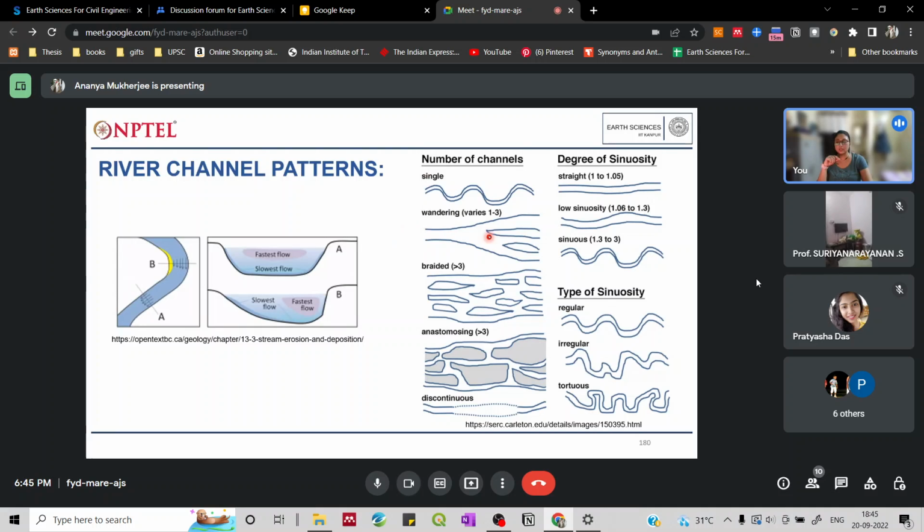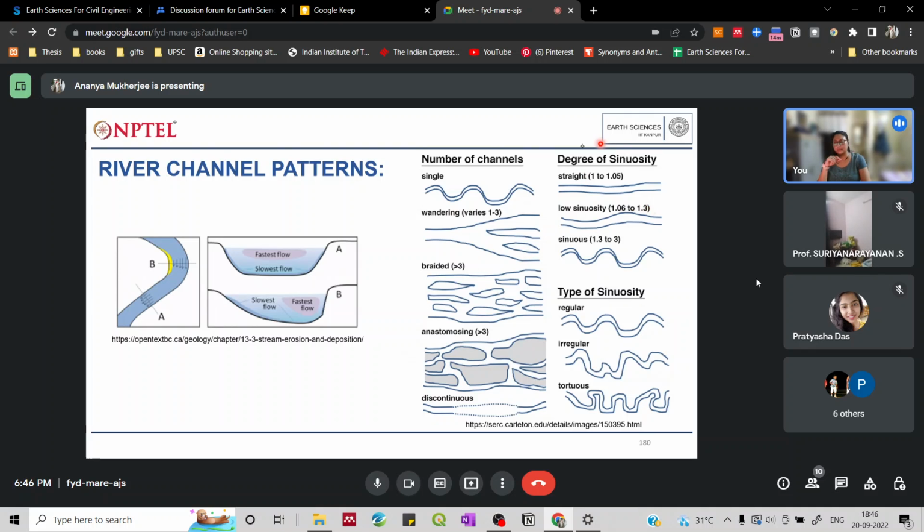Then slowly it starts branching out when it reaches a much lower slope. Then this braided pattern is very much seen in the plain areas, in the floodplain areas. And this anastomosing that you can see happens nearby the deltaic regions. And what governs these different kinds of channel patterns is obviously the velocity of the river.